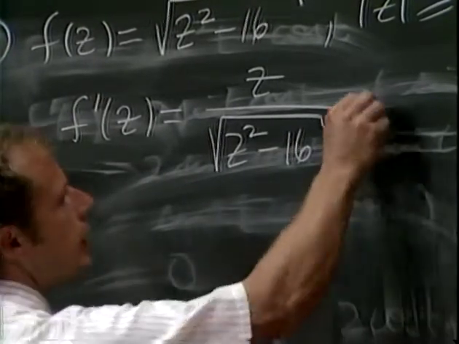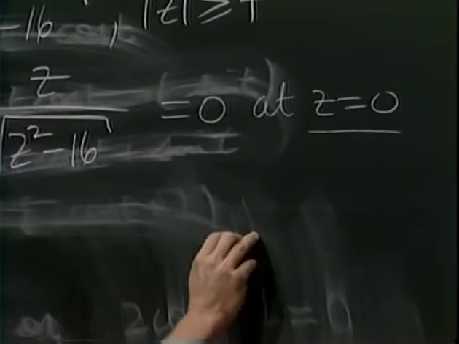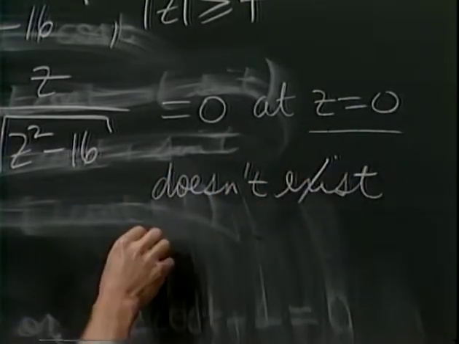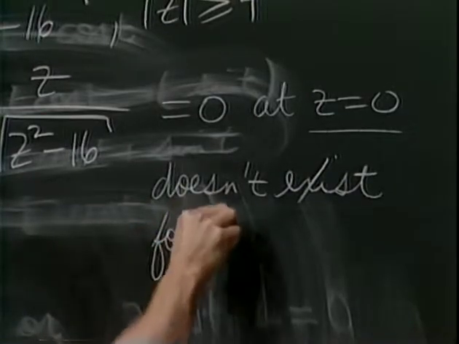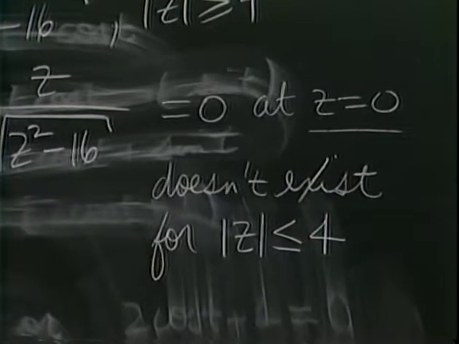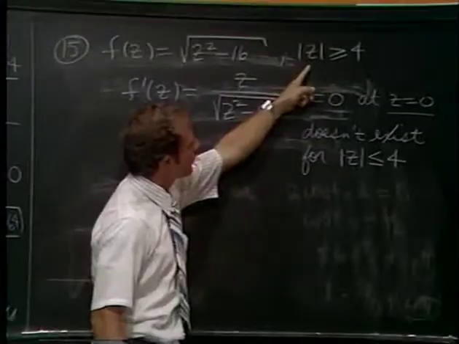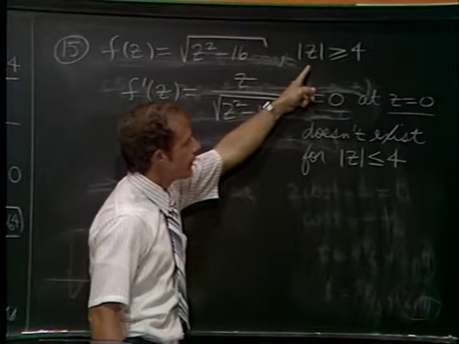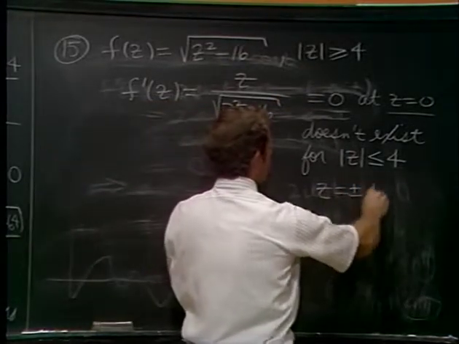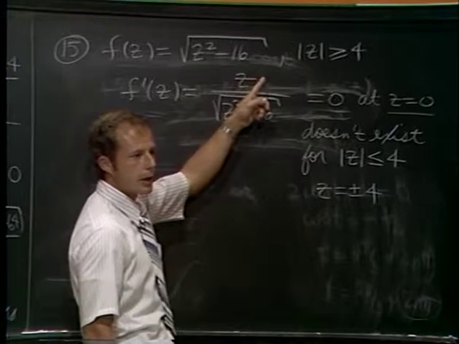You would say, gee, that's equal to 0 at z equals 0, obvious, so there's a critical number. It doesn't exist for z less than or equal to 4 in absolute value. Does not exist if z is less than or equal to that, because you might be dividing by 0. Now, the original domain was greater than or equal to 4. That means that when z is plus or minus 4, you've got points where the derivative does not exist, but the function was well-defined to begin with.